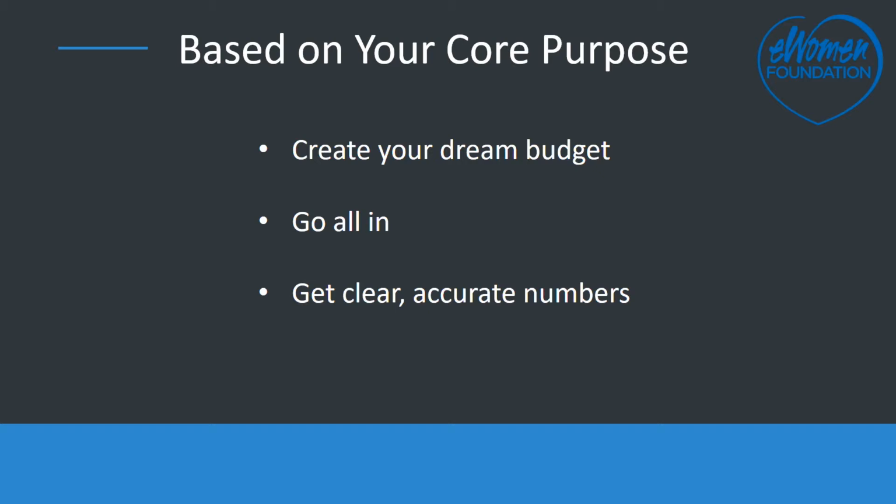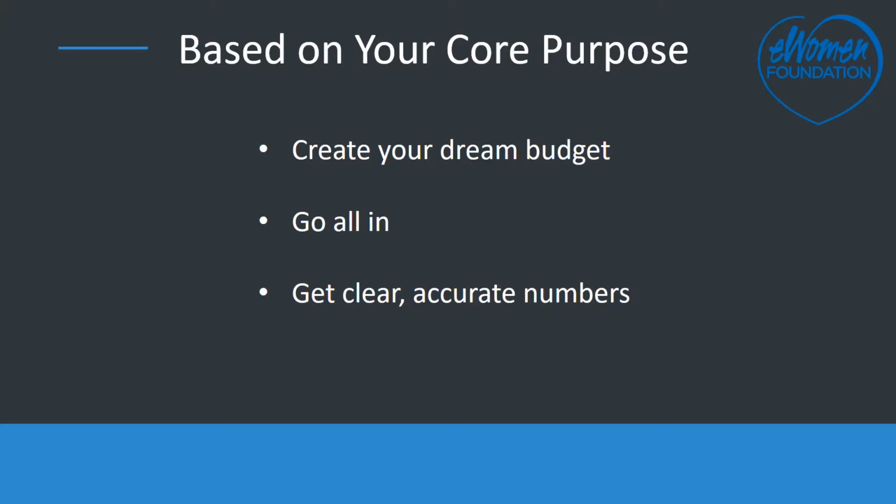Go all in. So what does that mean, go all in? Take your core purpose and the impact that you want to have and make a list. You can do this as individuals and then come together. You can do this as a group with a big whiteboard, but make a list of everything you want to do, everything you want to serve that is in alignment with your core purpose.